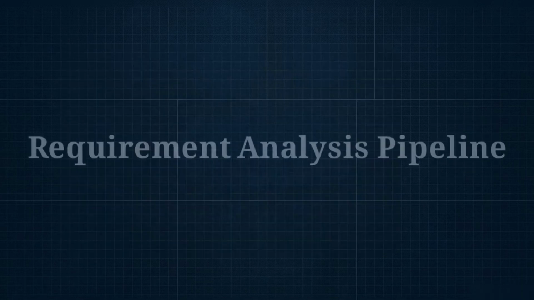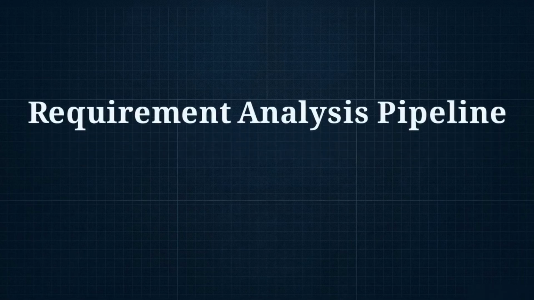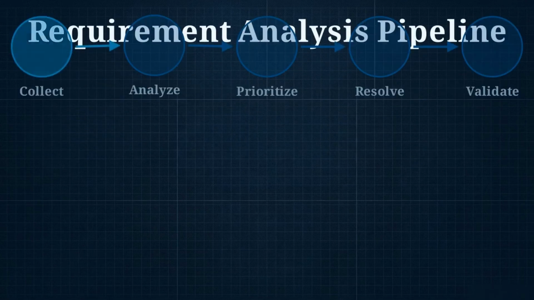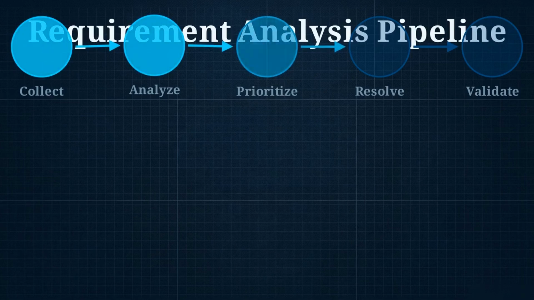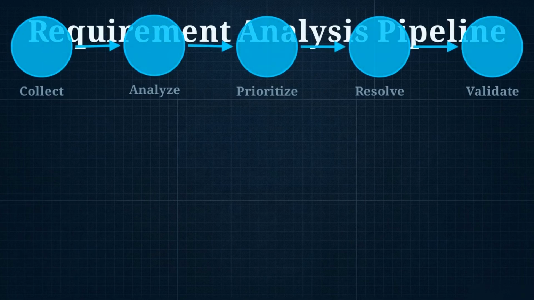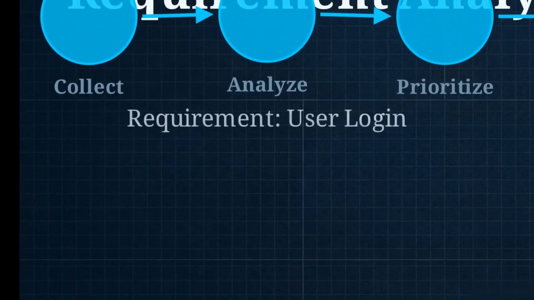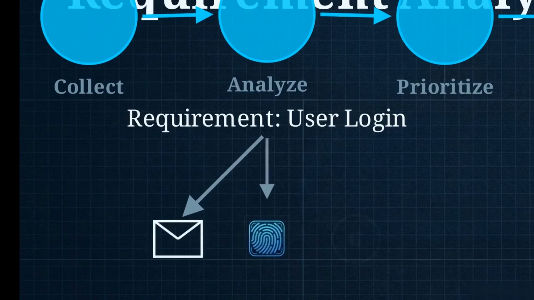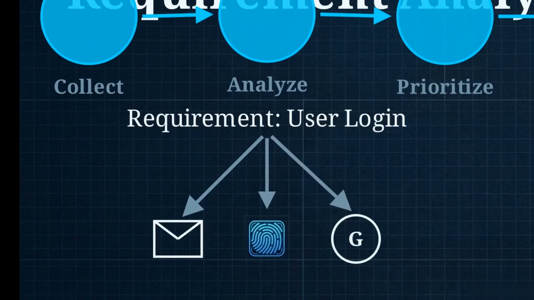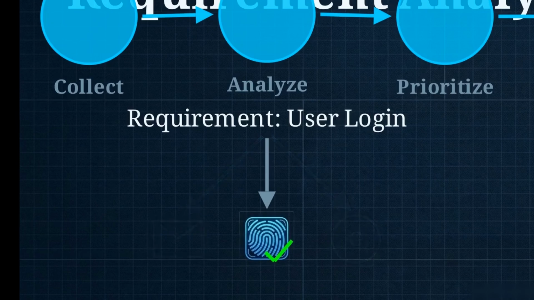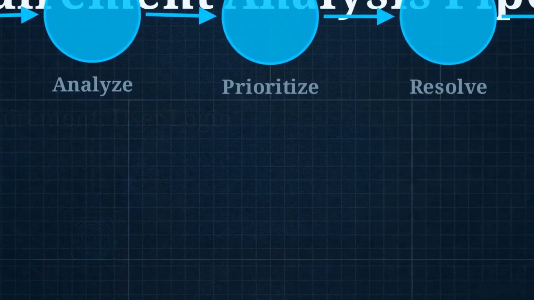This flowchart illustrates the requirement analysis pipeline. It takes raw input and pushes it through 5 distinct operations: collect, analyze, prioritize, resolve, and validate. First, we analyze. If a user requests a login feature, the developers have to nail down the specifics. Does the system authenticate using an email, a biometric fingerprint, or a Google account? The ambiguity is removed here.